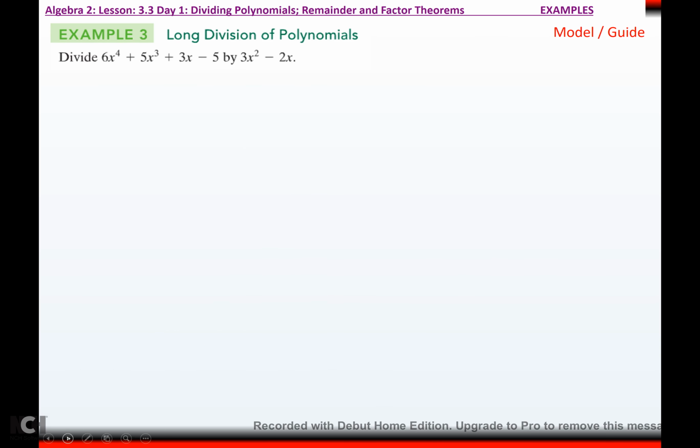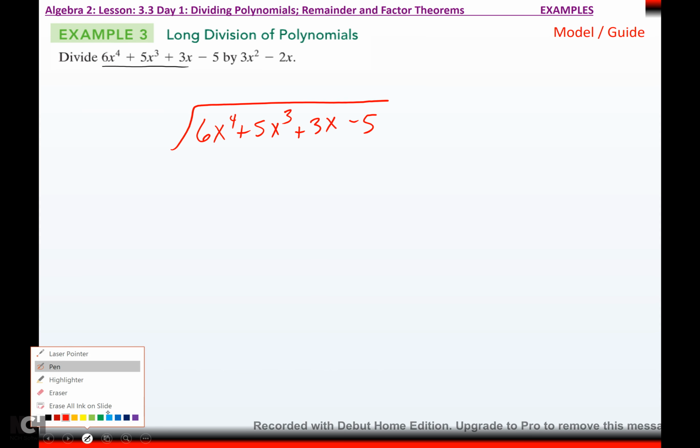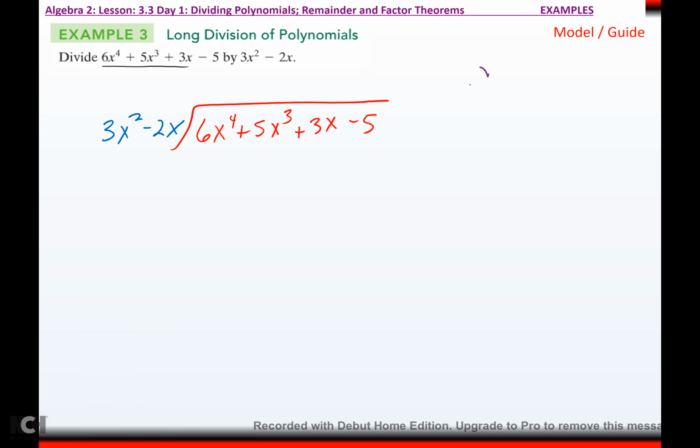Alright. Another one. So here's our gang, right? They gotta go in their secret lair. So we have 6x to the 4th plus 5x cubed plus 3x minus 5. The cops are 3x squared minus 2x. I'm going to go to the alley here. My gang leader, 6x to the 4th, divided by my lead detective, 3x squared, is 2x squared. So I put 2x squared up, and then multiply down.